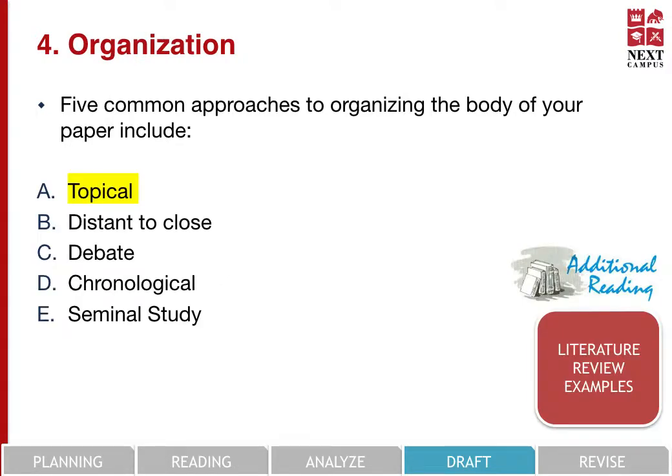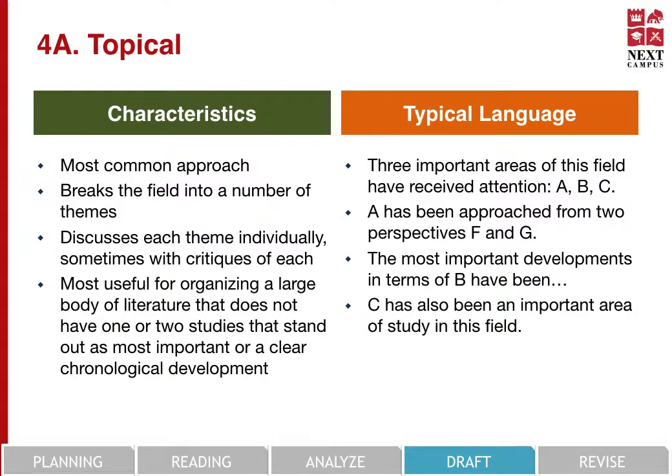The second section is organizing the main body of your literature review. There are many ways of organizing this body: topical, distance to close, the type of debate, chronological order, or based on the seminal study. The most common one is the topical structure, where you break the body of your literature review into a few topics. The topical structure is particularly useful and very simple to follow.